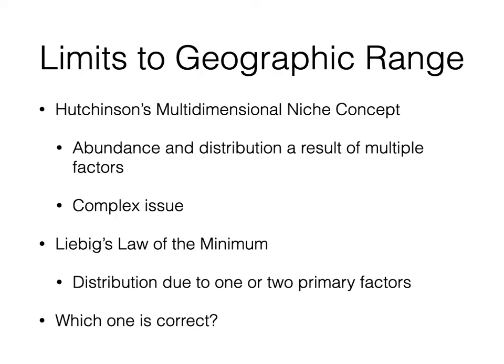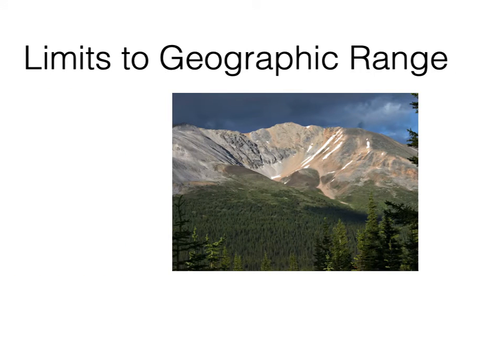But in fact, as we are learning more, we are discovering that it's much more complex than a one-for-one representation within your genetic code for the traits that you see. It's an interaction of these different things. And so as we learn more about the environment and the limits of geographic range, we're discovering that Hutchinson's multidimensional niche concept is more appropriate than this idea that it's one or two primary factors. So just keep that in mind as we talk about these relationships.